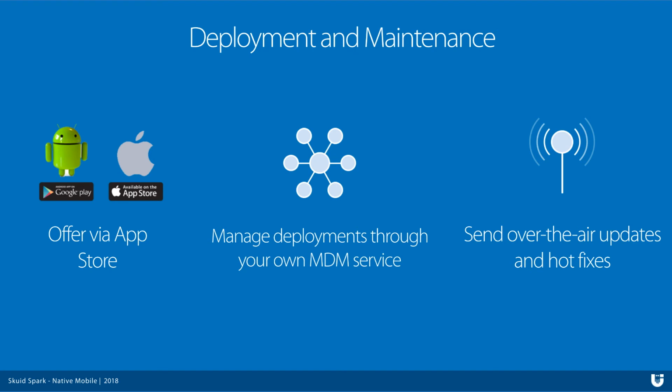So now you've got a couple options for deployment. You can deploy using the traditional Google or Apple app stores. You can also manage deployment through your MDM service, which is a very popular option in the enterprise. And one of the great things about these native mobile apps is that you can push out over-the-air updates and hot fixes without requiring your users to re-download the apps. So new packages are only required for things like changing the icon or the splash screen, or changing the root or any assets in the pages.